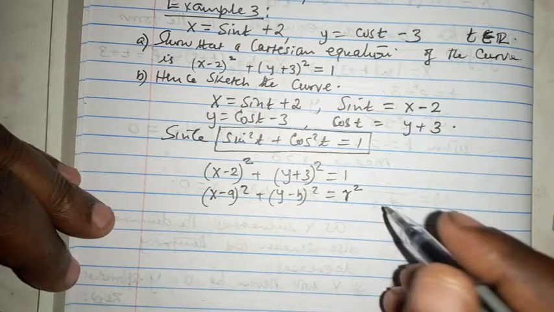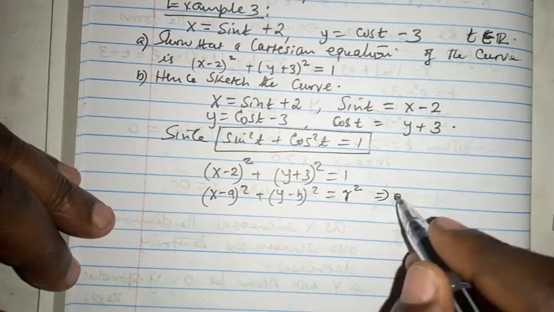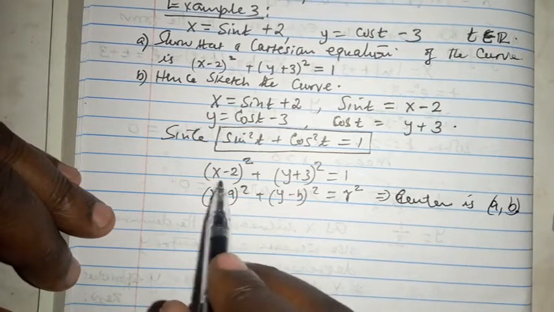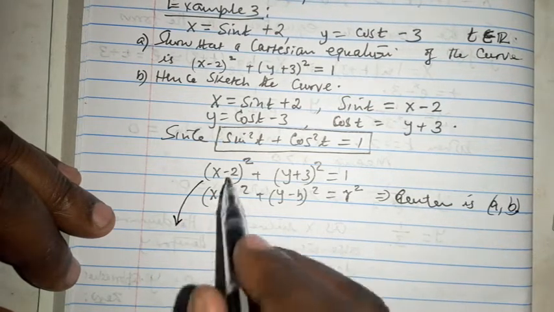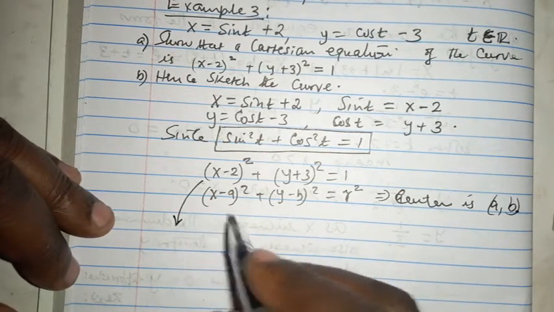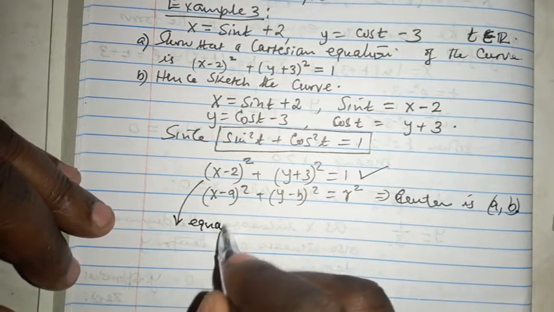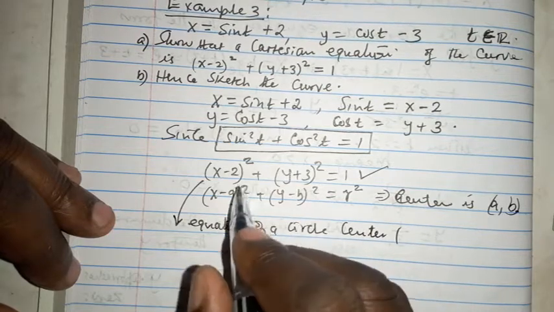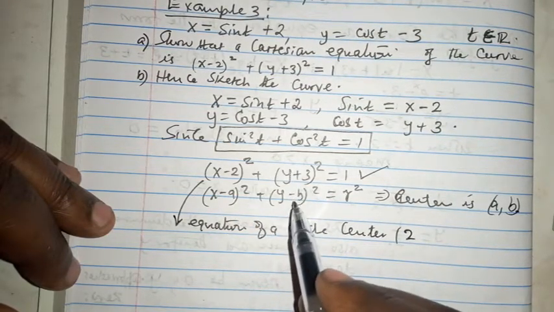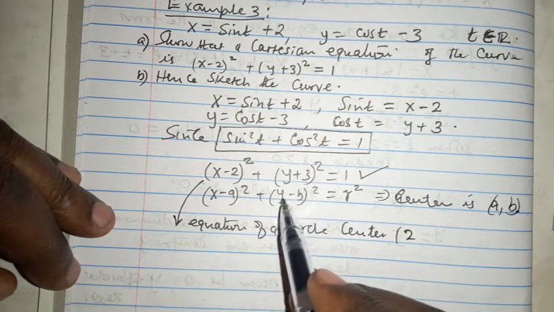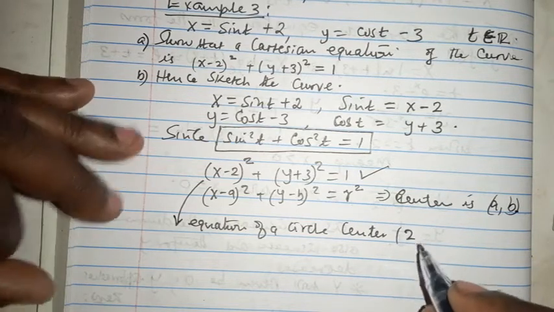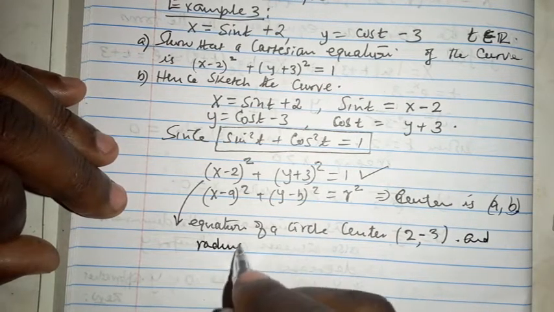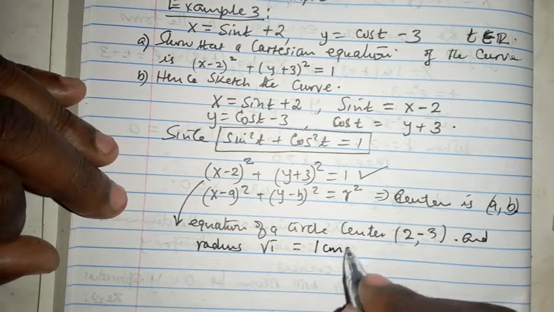The center is (a, b). So in our special case, this is the equation of a circle with center (2, -3), if you compare y plus 3 with y minus b, and radius root 1, which is 1 unit.